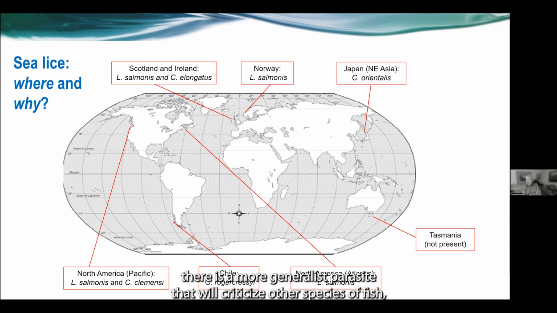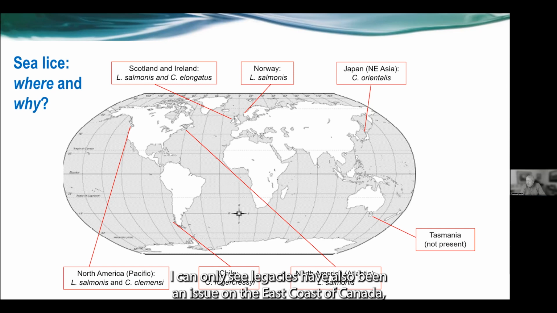There is, however, a more generalist parasite that will parasitize other species of fish, as I'm sure you're aware, and those fall under the broad category of Caligus. In particular, you have Caligus clemensi and other Caligus species in British Columbia. In Scotland and Ireland, we have Caligus elongatus, as they do in Norway.